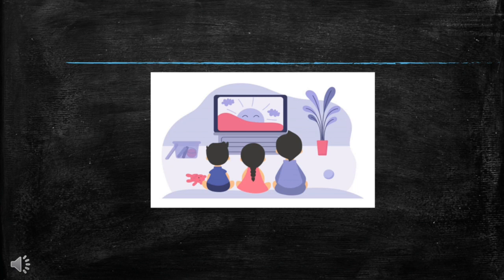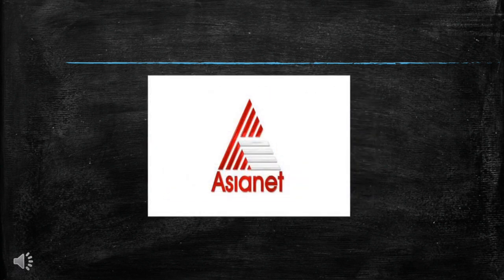How do you spend your leisure time? Okay, by engaging in sports, reading, watching television, etc. Have you ever watched the channel called Asianet? Did you notice the logo of it? This is the logo of Asianet. It is a triangle, isn't it? How many sides does it have? What about the angles? Yes, it has three sides and three angles.